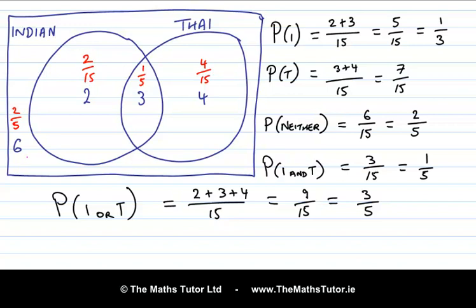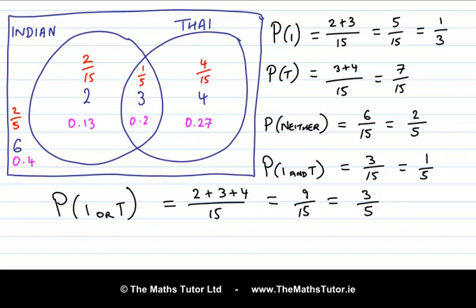We could also express these probabilities in decimal form. So 2 over 5 is 0.4. 2 over 15 is 0.13 recurring, so we'll round it to 0.13. 1/5 is 0.2. 4/15 is 0.26 recurring, so we'll round it to 0.27. And again, if you add these up, you'll see that they add up to 1.